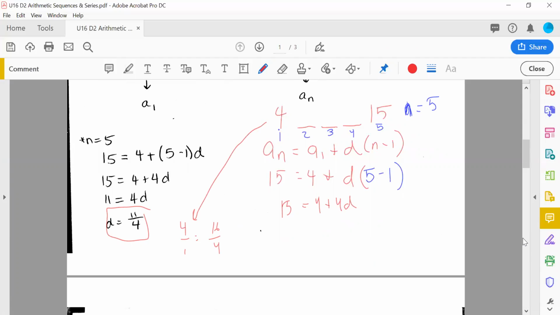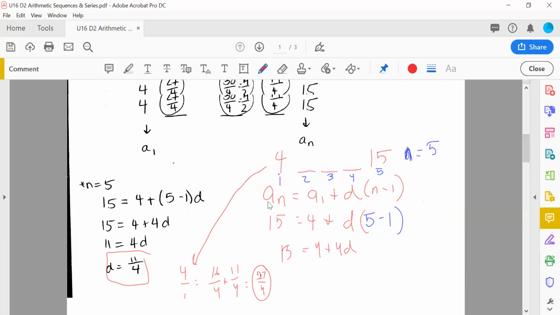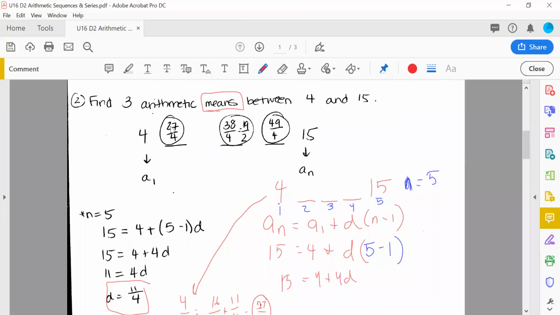And 16 over 4 plus 11 over 4 equals what here? 27 over 4. And that is the next term right there, 27 over 4. And 27 over 4 plus 11 over 4 is 38 over 4, which reduces to 19 over 2. Keep it as 38 over 4. 38 over 4 plus 11 over 4 is 49 over 4.